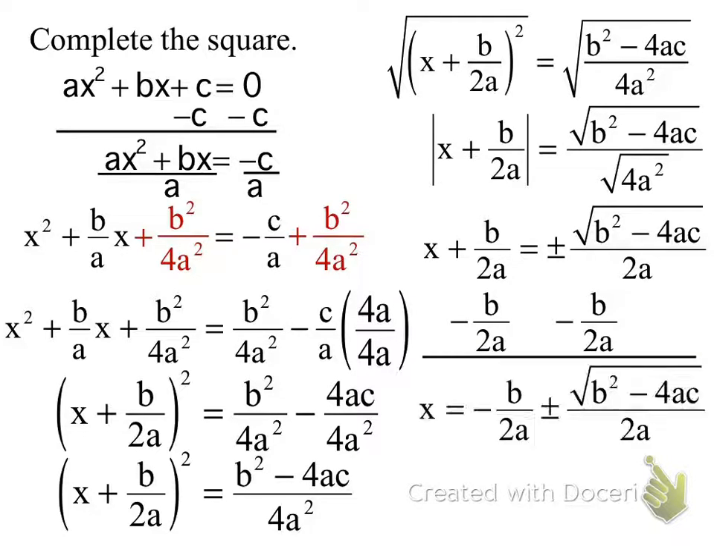We can have x equals negative b plus or minus the square root of b squared minus 4ac over 2a. But instead, let's just put it all over 2a. X equals negative b plus or minus the square root of b squared minus 4ac, all over 2a.